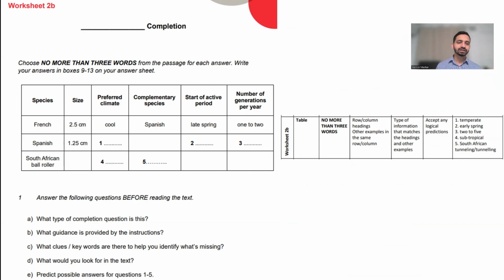For Spanish species, preferred climate is temperate, right? And start of active period is early spring. Number of generations per year is 2 to 5, right? Let's talk about South African ball roller. Preferred climate is subtropical, right? And complementary species are South African tunneling, and tunneling is also a correct answer.